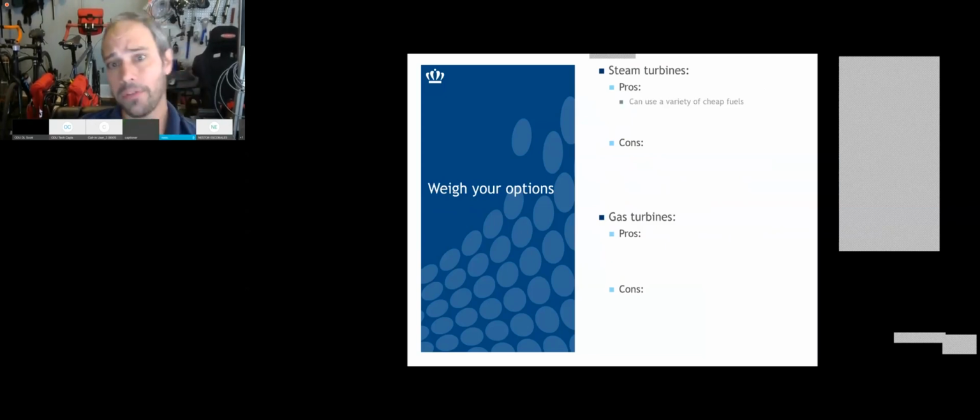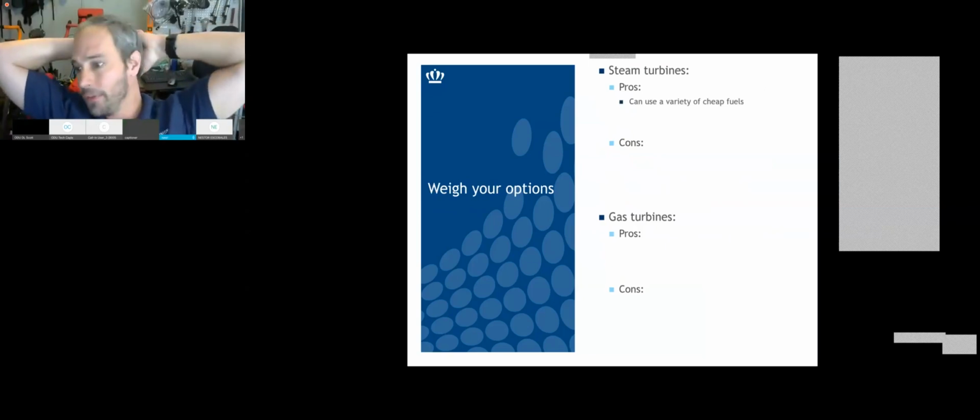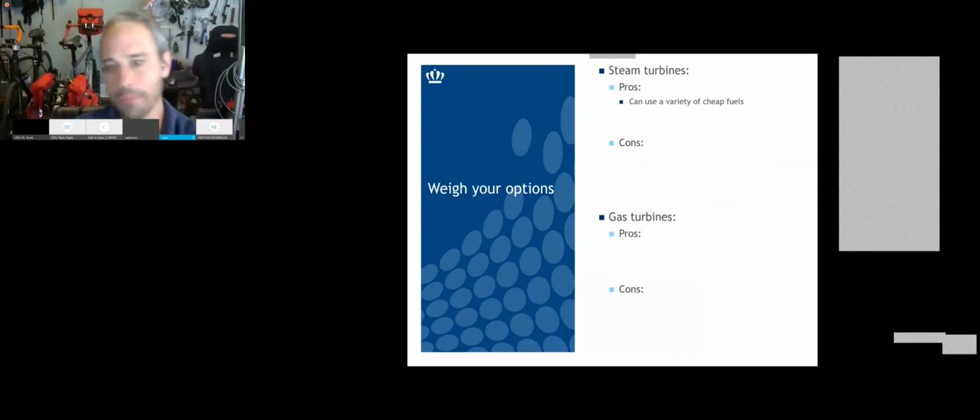So steam turbine pros, they can use a variety of cheap fuels. I mean, you can use coal, anything that'll burn in a furnace can boil water, right? So that's one pro, and there's a lot more pros and cons. I just kind of grabbed a few from some books and things that I've told my students over the years. This is definitely not extensive, just a few of each.